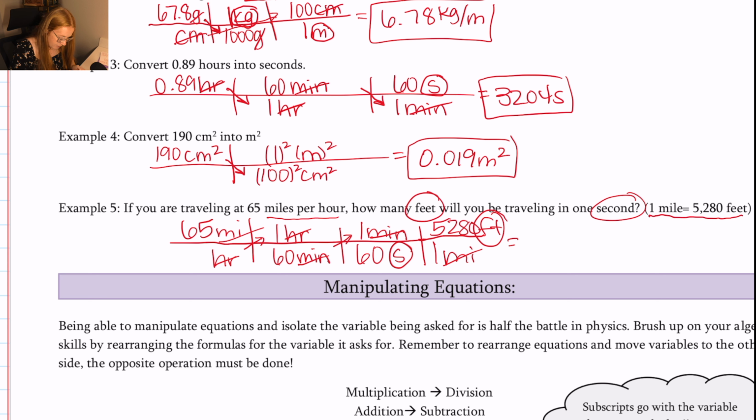So that's it for unit conversions. Again, you want to start with the given, make sure your diagonals match, cancel the units as you go. When you get the right unit, go ahead and circle it. And then you're going to want to multiply across the top, divide by the bottom, and get that final answer.